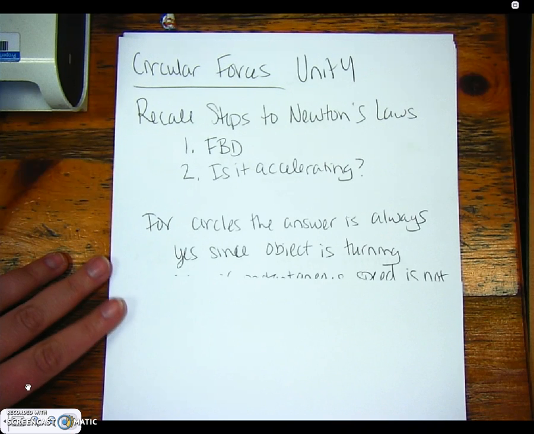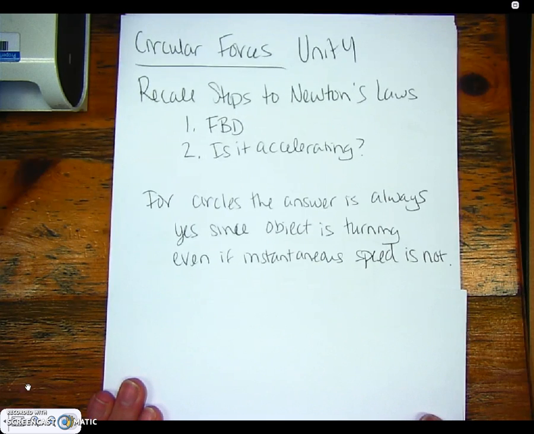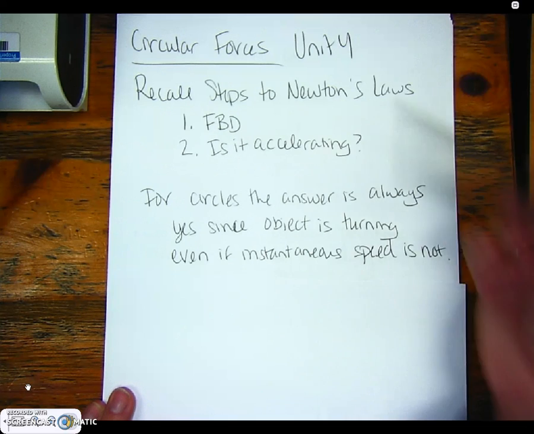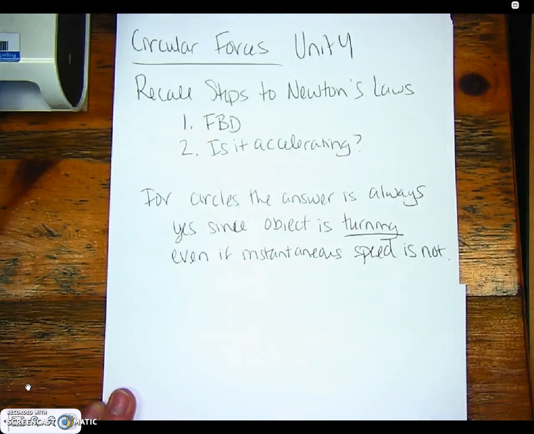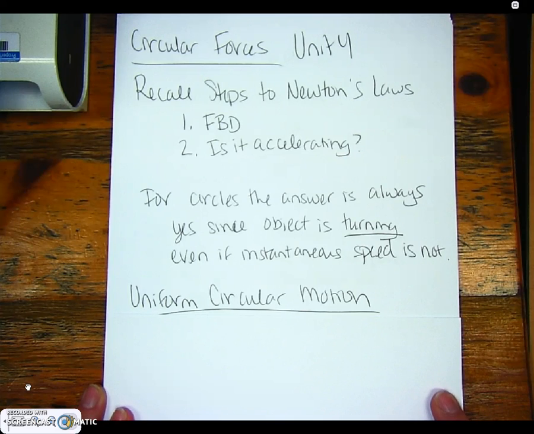So for circles, the answer to, is this object accelerating, is yes, it always is accelerating, because when something's going in a circle, it's always going to be turning. So even if the instantaneous speed of the object, or the speed of the object at every moment, is staying the same, we still say that the object is accelerating because it is turning. So remember, acceleration is your change in velocity over time, and that can be done by speeding up, slowing down, or changing your direction. So in this unit, we really covered this idea of uniform circular motion.